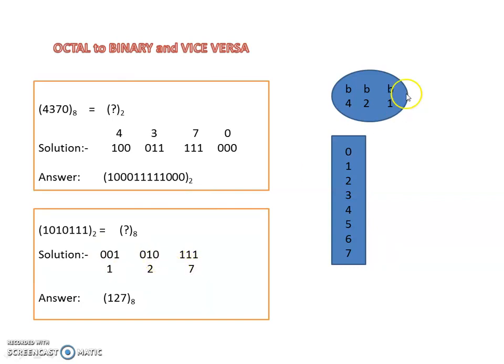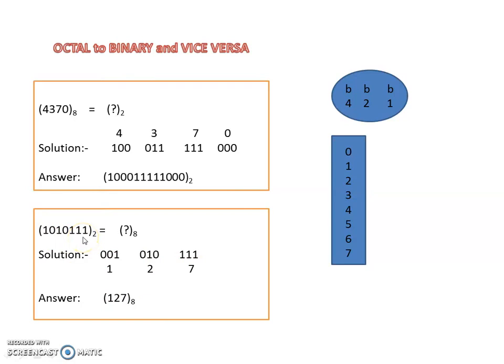Now 0 1 0, only this bit is on, so this will be written 2, and in the end this is 1, this bit is on, these two are off. So now this 1 2 7 is the octal and this is binary.